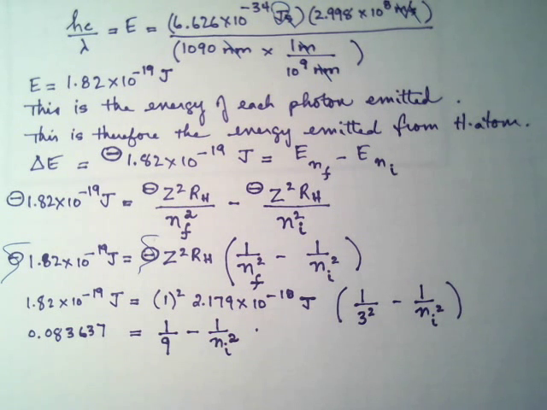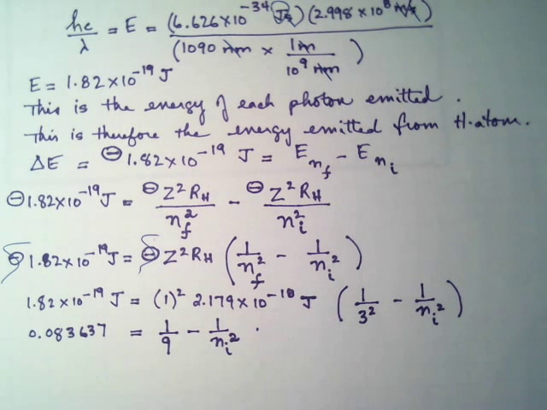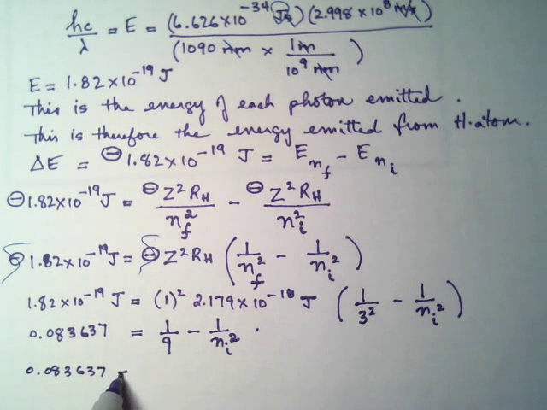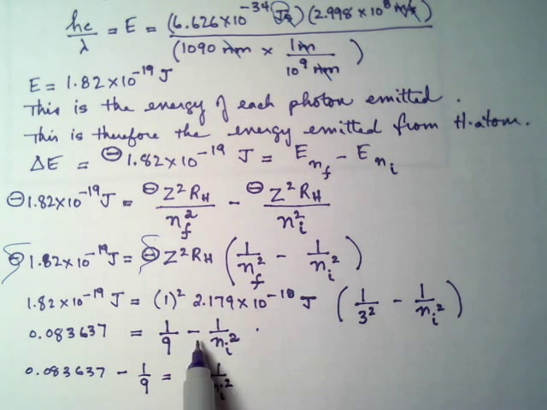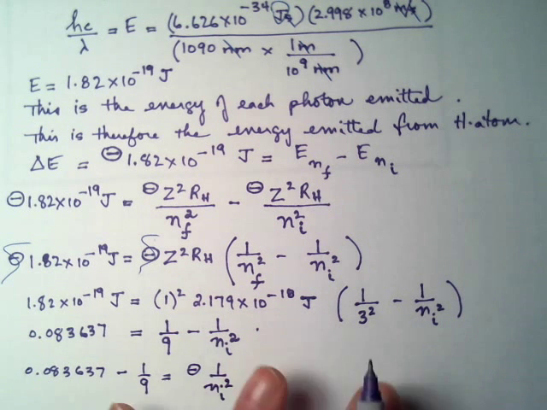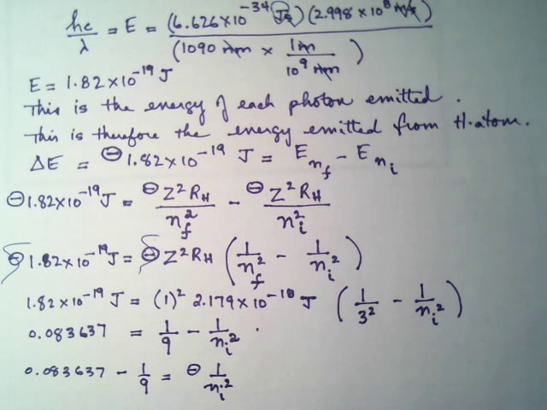This is 1/9, so you can turn it into a decimal if you want. Just do 1 divided by 9. And that's going to come over there, and of course we'll have a negative sign when it moves over. So I'm going to write this as 0.083637. I'm going to bring this over, so it'll be a minus 1 over 9, and that's going to be equal to a minus 1 over n initial squared. Negative because that negative stays behind. Don't worry about the negatives, just keep going.